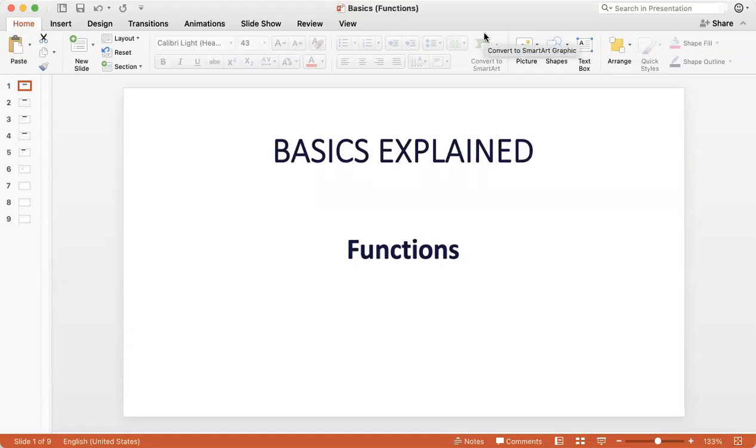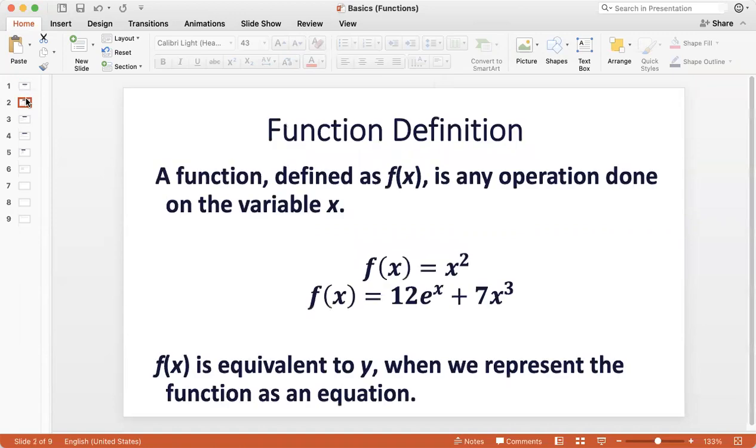In today's Basics Explained video, we discuss functions. Functions are an important part of both SAT and ACT math, so it's important that you get comfortable with them. So how do we define a function?